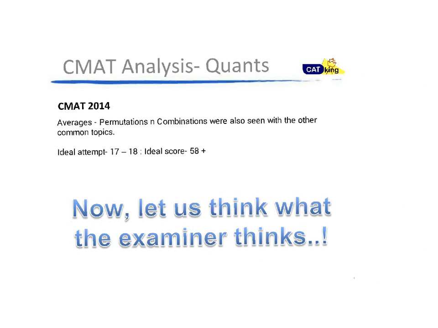Now let's talk about CMAT 2014. Averages and permutations combinations were also seen with the common topics. Permutations is a somewhat overhyped topic, so the ideal attempt and ideal score reduced a bit. Something around 17-18 questions as an ideal attempt and 58-59 as an ideal score.